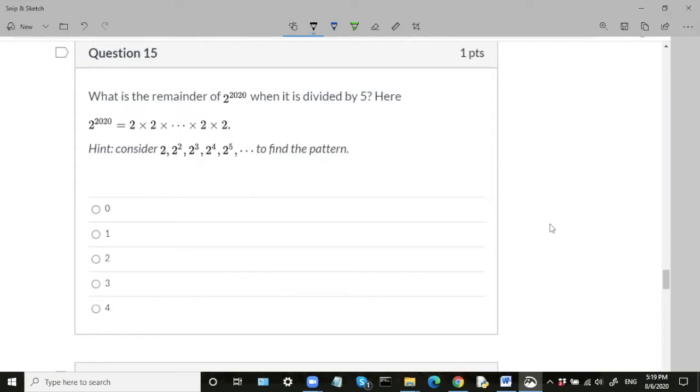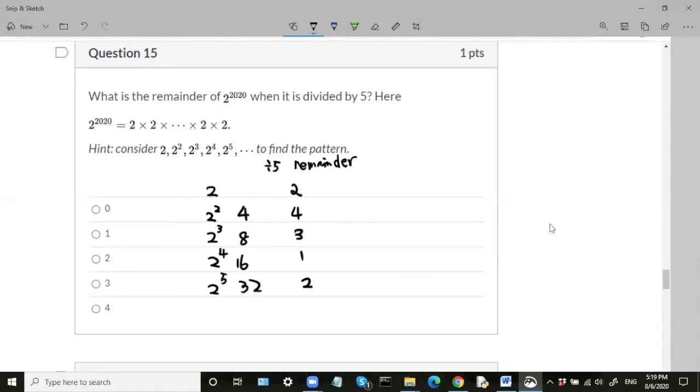So we have 2, and we divide by 5. What is the remainder? Here, 2 divided by 5 has remainder 2. 2 squared is 4, the remainder is 4. 2 cubed is 8, so the remainder is 3. 2 to the fourth power is 16, so the remainder is 1. 2 to the fifth power is 32, so the remainder is 2 again, right? 2 to the sixth power is 64, so it's a 4.